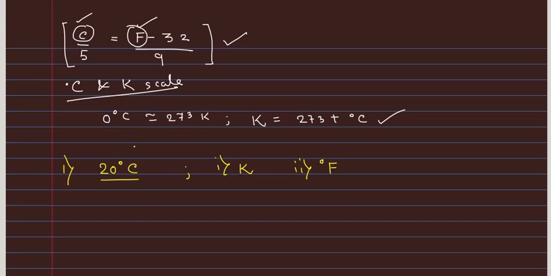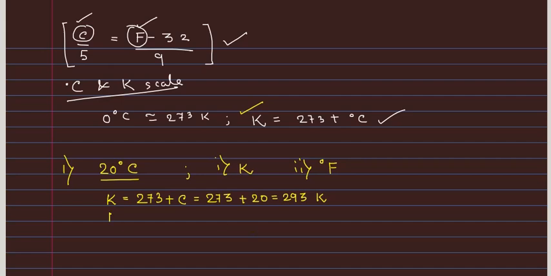For Kelvin, I use this formula. So I write K equal to 273 plus the temperature in Celsius, so that is 273 plus 20, which is equal to 293 Kelvin. This is the temperature in Kelvin.